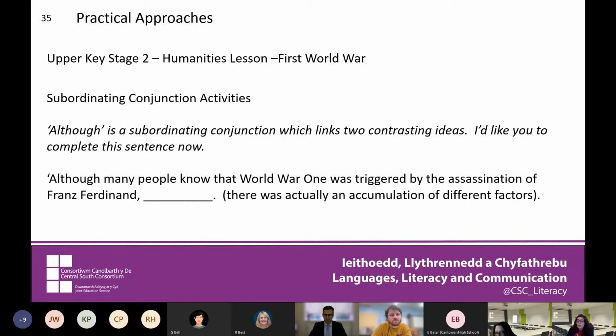Learners need knowledge of the role of the subordinating conjunction before they start. So, for example, you can tell them that the role of although is to link two contrasting ideas. So although many people know that World War I was triggered by the assassination of Franz Ferdinand, blank. So you'd want them to say something like there was actually an accumulation of different factors which led to that.